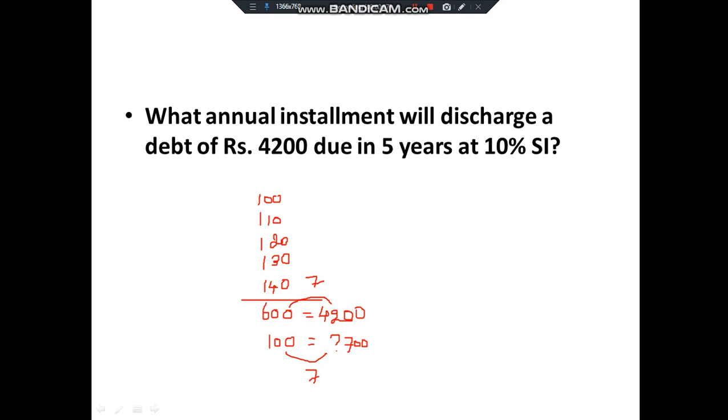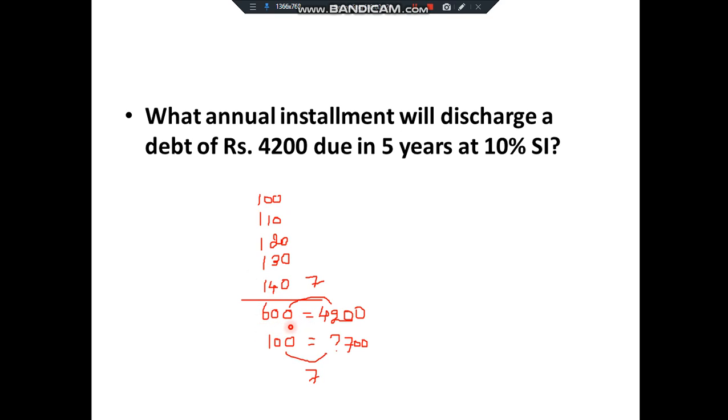So understand it. What annual installment will discharge a debt of rupees 4200 due in 5 years at 10% simple interest? The first and foremost thing you'll have to do is write our principal as 100, okay? Every year 10% is charged, right? Rate of interest. So next year it would be 110. For the third year it would be 120. Fourth year it would be 130. And fifth year it would be 140. I hope you understood till this. Now add all the things. On adding up, you get 600.